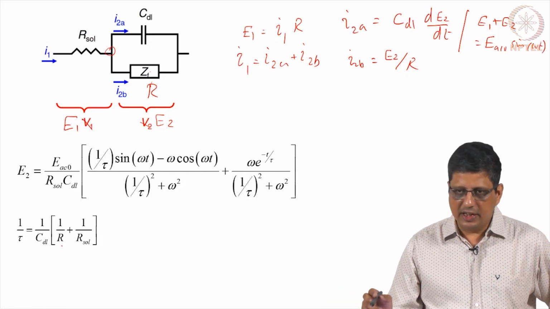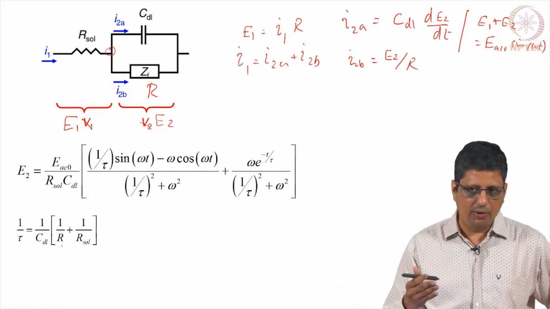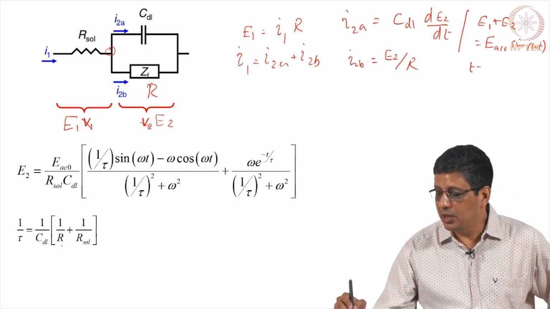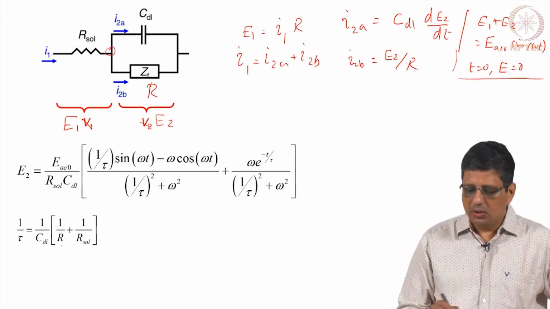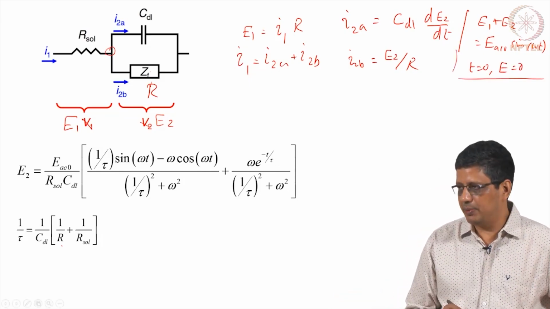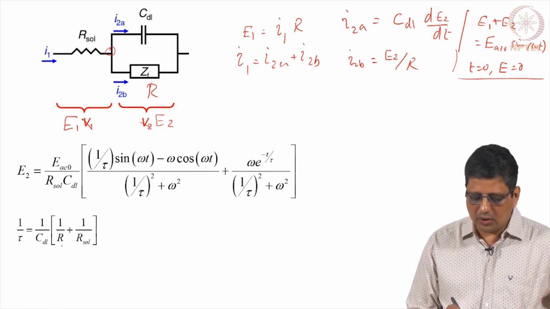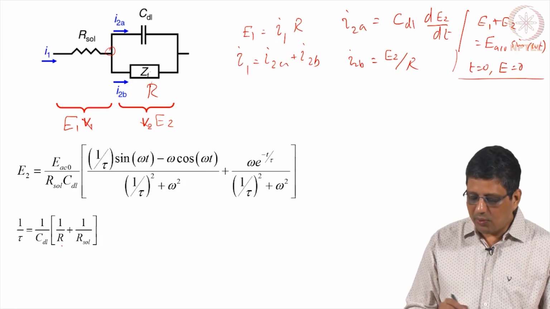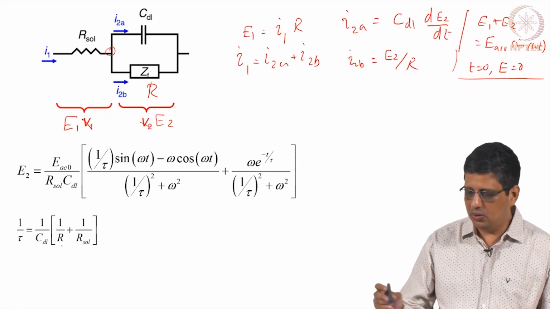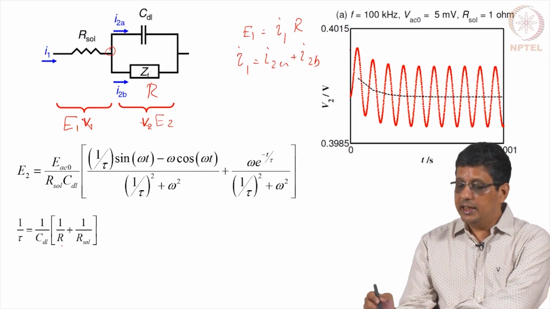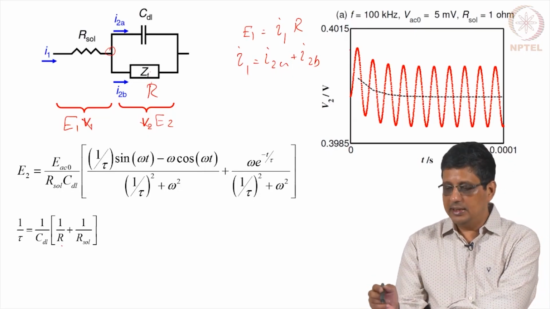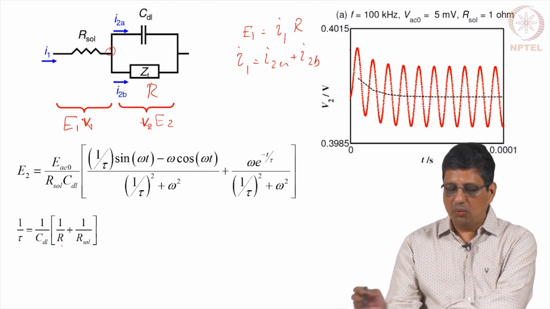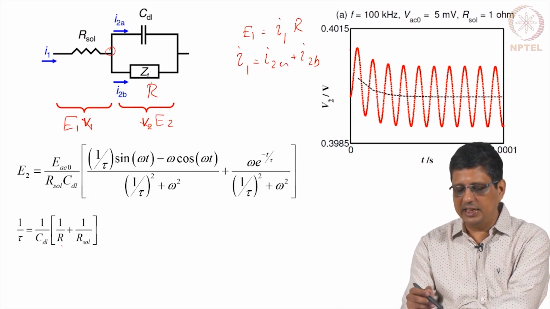You can write a differential equation in E2, and like what we have done before, we can solve and get the expression for E2. You will have to use the initial condition at time t equal to 0, applied voltage is 0. So, my claim is if you do this, you will get this lengthy expression with a tau value related to R and R solution and CDL. Now, if we do this and then I want to plot this, I want you to see that it takes more than one cycle for it to settle. This is done at an example of 100 kilohertz at 5 millivolts and 1 ohm of R solution and certain values of CDL and R.